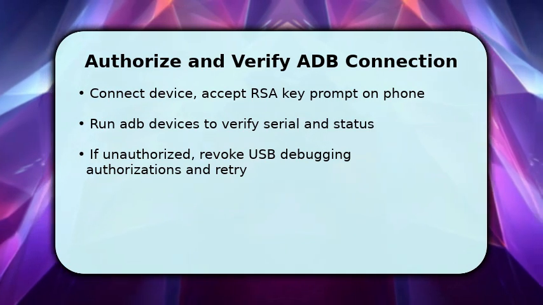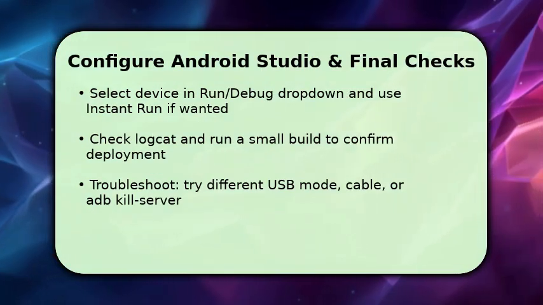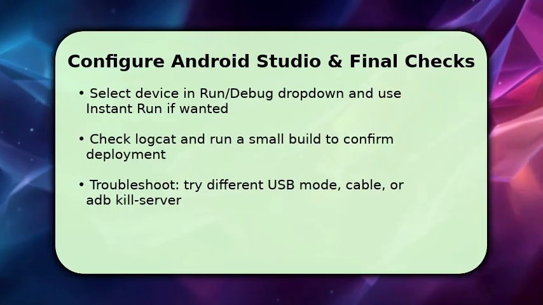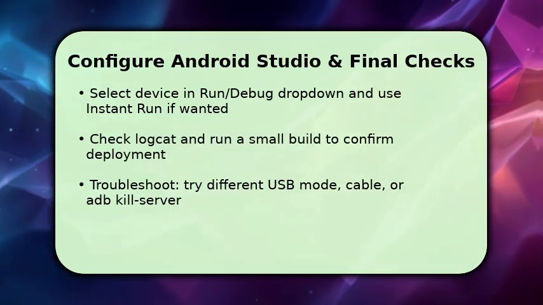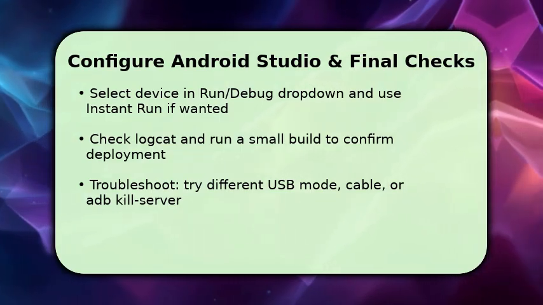In Android Studio, choose your connected device from the run/debug target list and start a quick build to confirm deployment. Monitor Logcat for app output and installation errors. This shows exactly why installs fail.